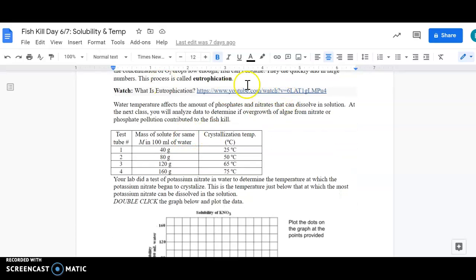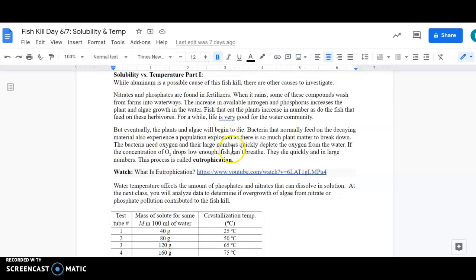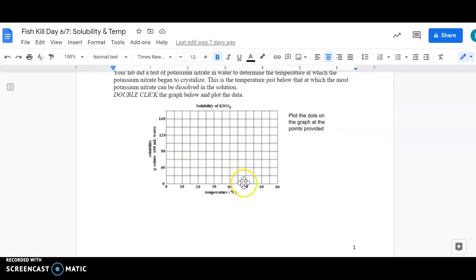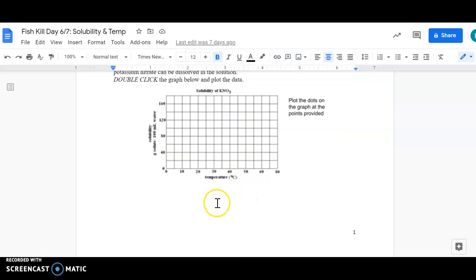So there's a video here to watch on eutrophication to get a good understanding of it. You can reread this. How would phosphates and nitrates affect the fish kill? How does temperature play a role? If it's colder or warmer, and think about the fish kill happening on December 16th through January. So think how temperature would affect the role in that case.